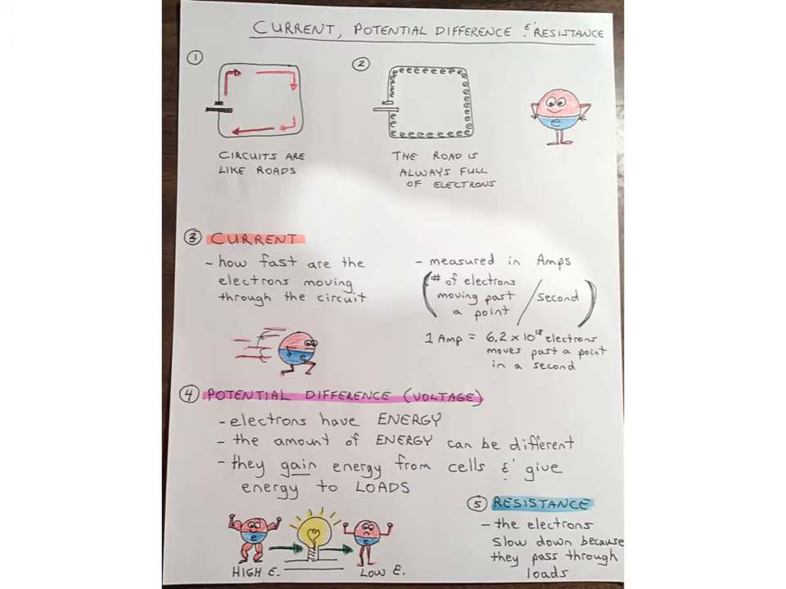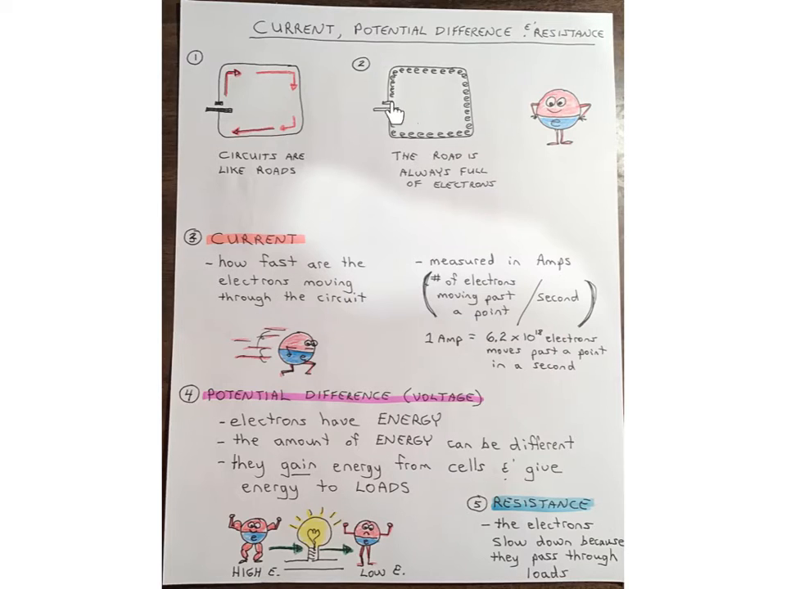Okay, so let's clear up current, potential difference, and resistance. First of all, I have to remember that a circuit is like a road, and you can only travel one direction on the road. Here's the start and the end, so that'd be our cell.